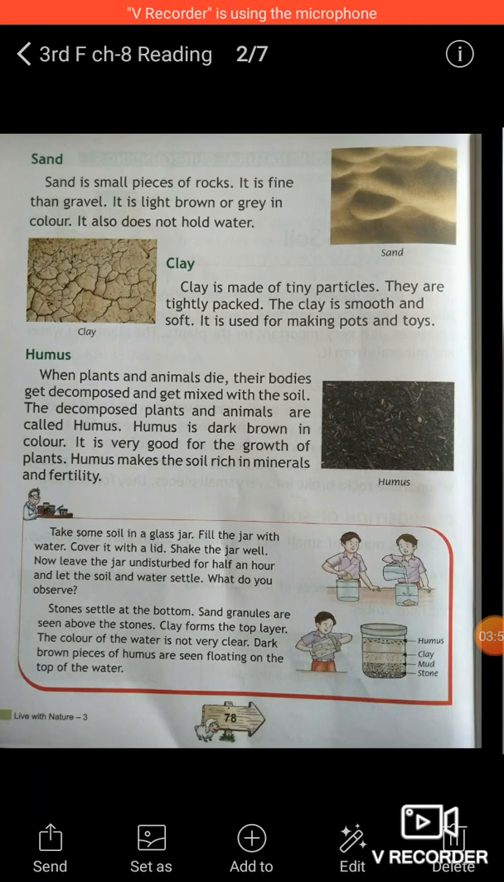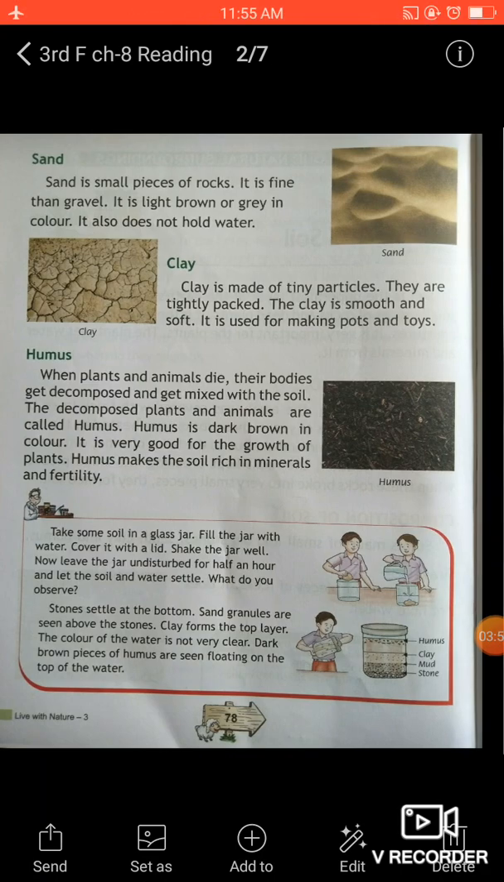Sand. What is sand? Sand is small pieces of rocks. It is finer than gravel. Fine here means so small, बहुत ज़्यादा बारीक. It is light brown or grey in color. It also does not hold water. You would have observed that sand does not hold water in it.